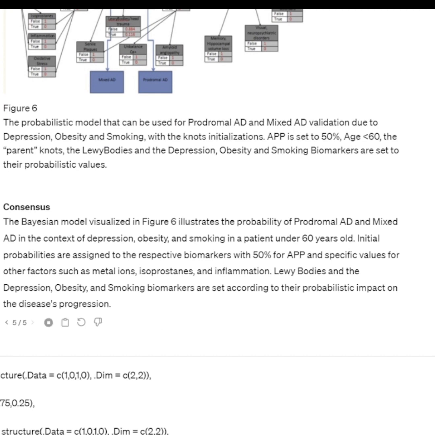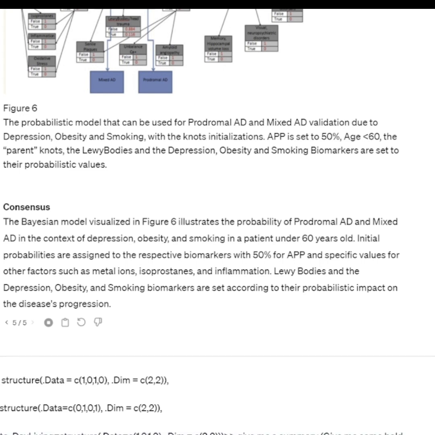The Bayesian model, visualized in Figure 6, illustrates the probability of prodromal AD and mixed AD in the context of depression, obesity, and smoking in a patient under 60 years old. Initial probabilities are assigned to the respective biomarkers with 50% for APP and specific values for other factors such as metal ions, isoprostanes, and inflammation. Lewy bodies and the depression, obesity, and smoking biomarkers are set according to their probabilistic impact on the disease's progression.